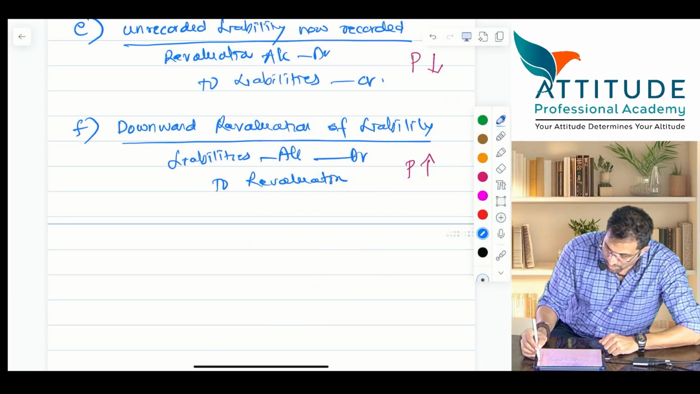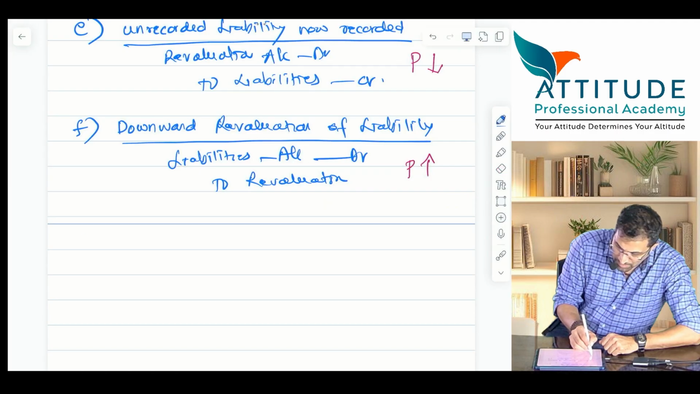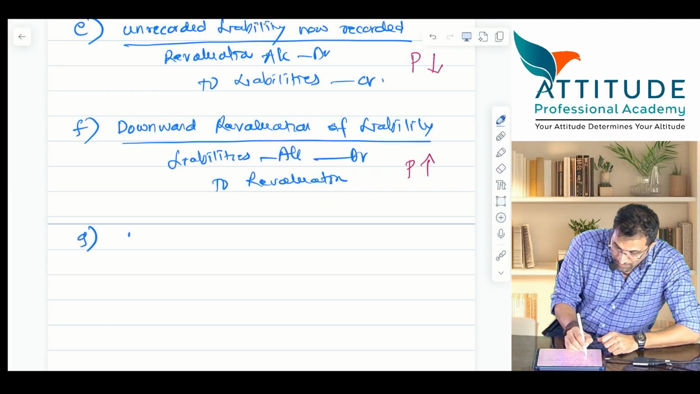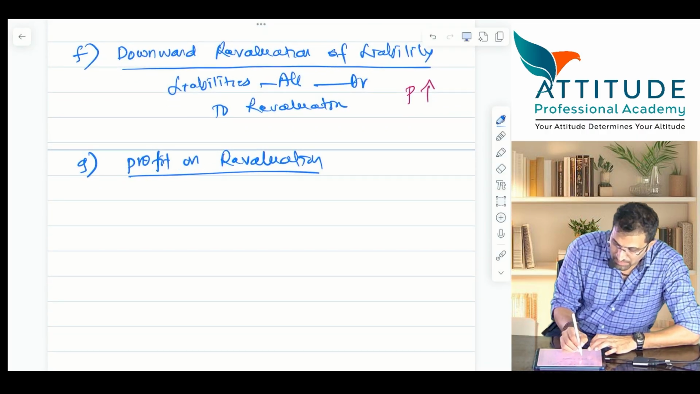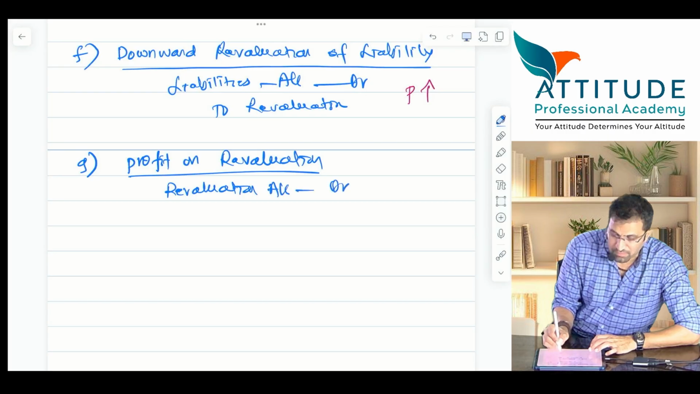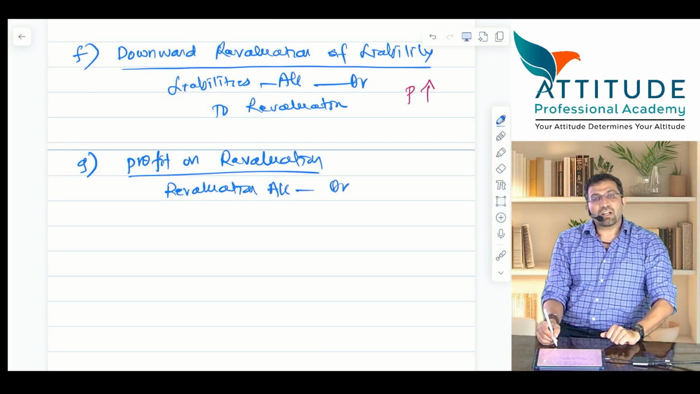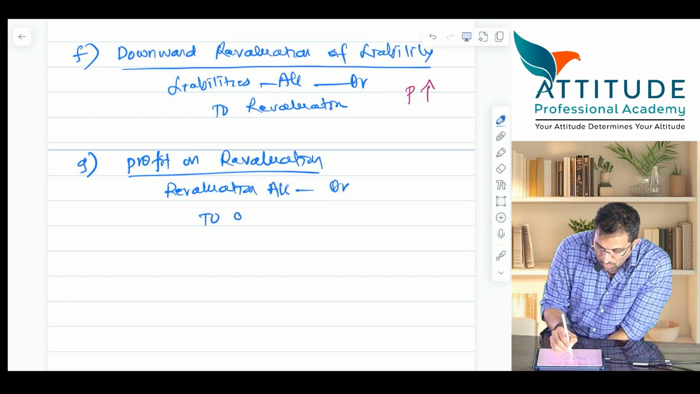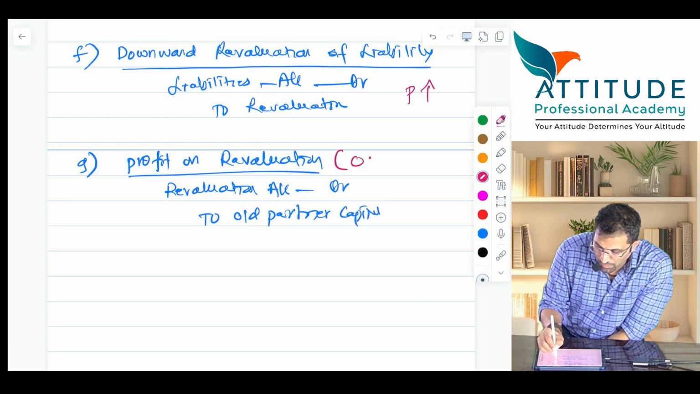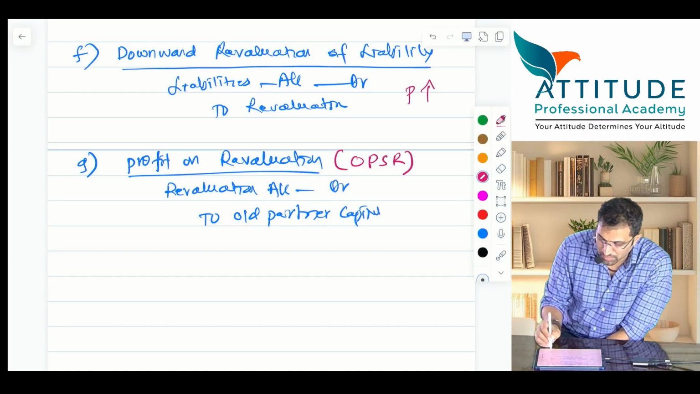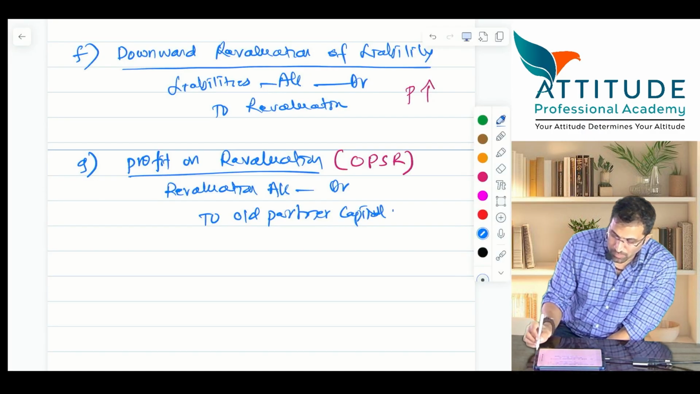G, tell me G. Point number G, profit on revaluation. Entry. Revaluation account debit. Revaluation account gets closed. What will increase? To old partners capital account. In which ratio? Old profit sharing ratio. It's written above, look. Old partners capital, old profit sharing ratio.